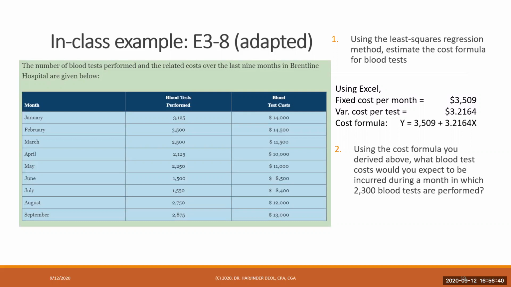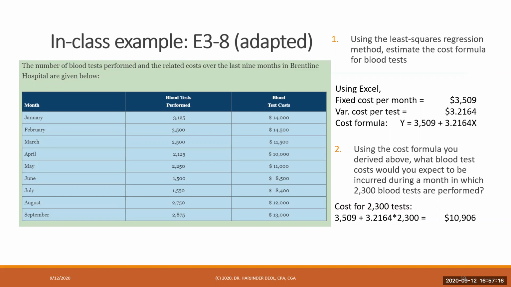Using this cost formula, if we were to anticipate what the total blood test cost will be in a month where 2,300 tests are performed, we will use 2,300 as the value for X. And our total cost estimate, therefore, works out to $10,906. You recall, using high-low, we had estimated the total cost to be $10,900.